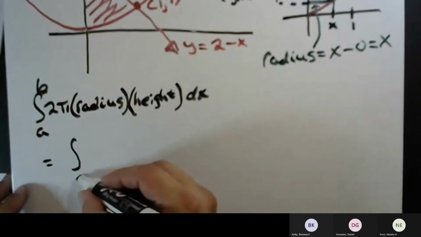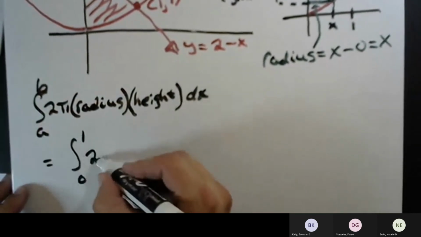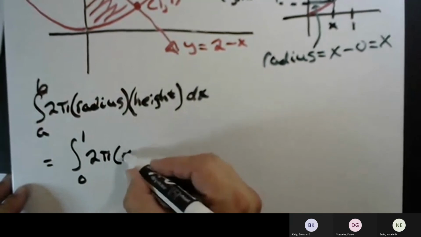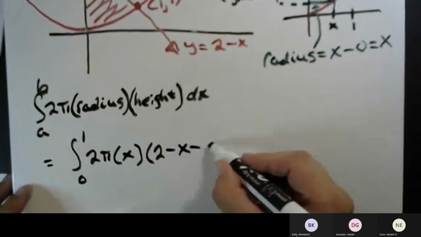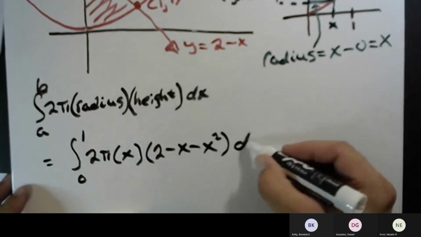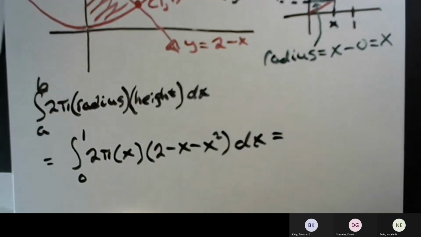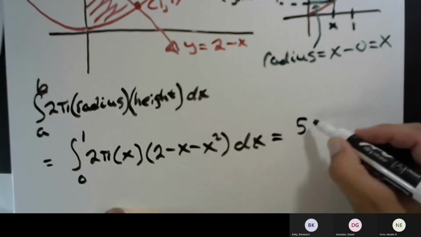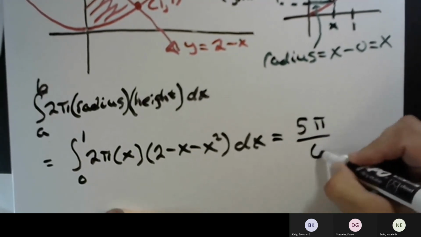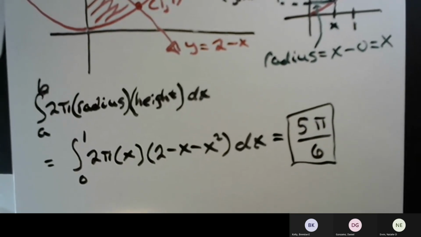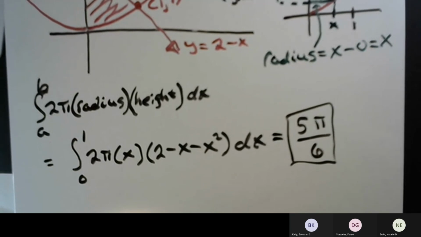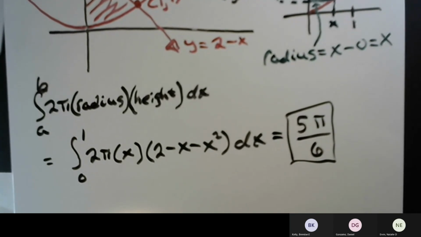With an integral from 0 to 1, 2 pi times x times 2 minus x squared. And just for the sake of time, I'm just going to give you the result from doing the integral here. You'll get 5 pi over 6. Questions about that?